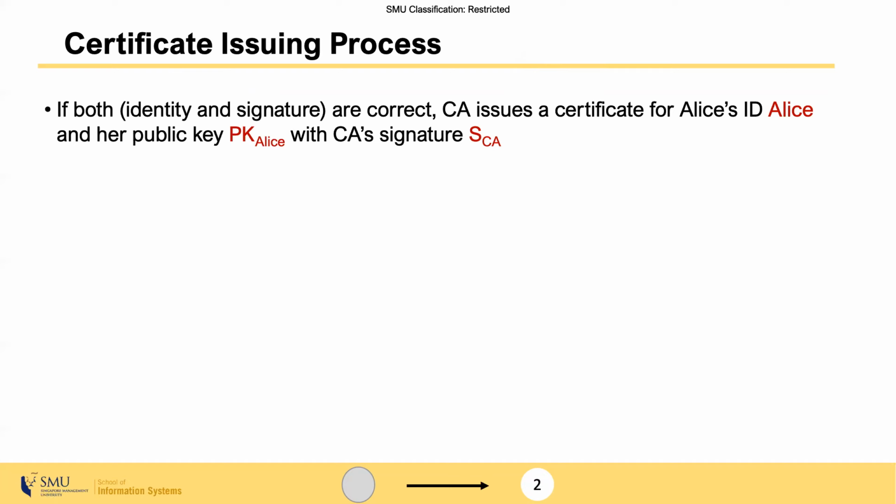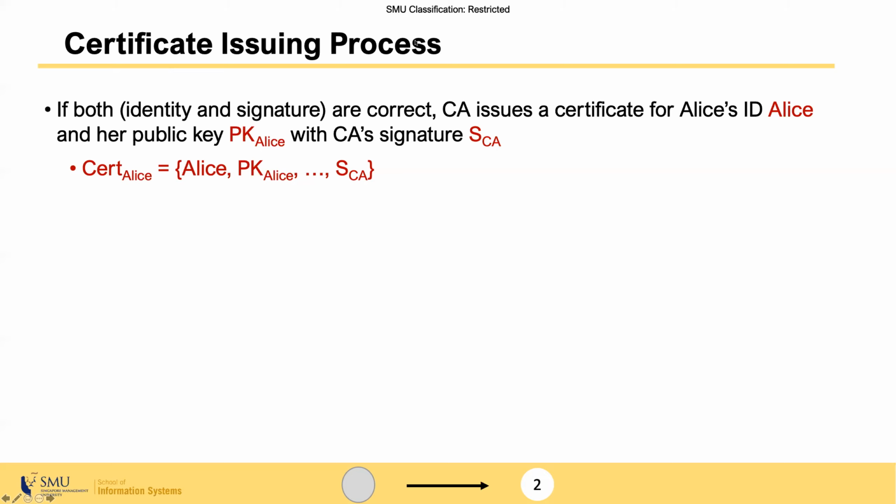If both of them are proved to be correct, the CA will issue a certificate for Alice's identity, Alice, and her public key, together with the CA signature. So the certificate will contain these three pieces of information and some other necessary information that I showed in the earlier lessons. Mainly it will contain the identity information, the public key, and the CA signature. The CA signature is necessary to make sure that this information cannot be tampered with.